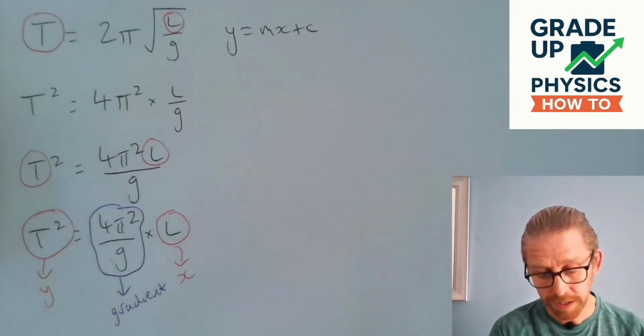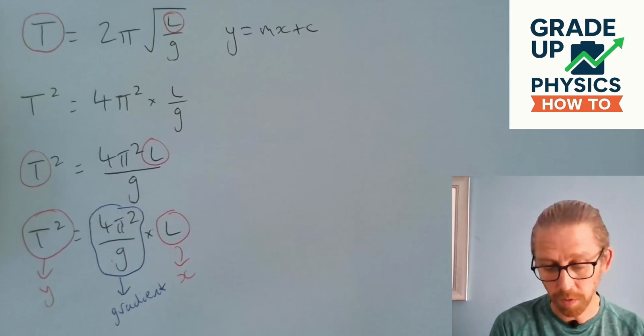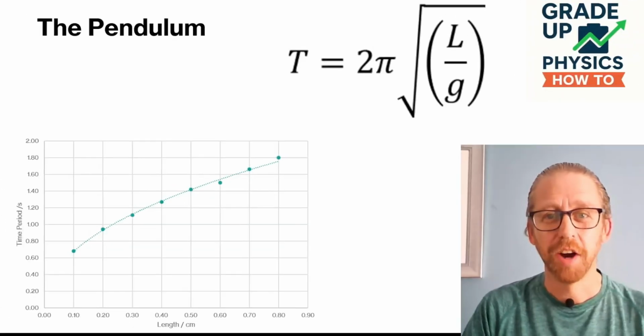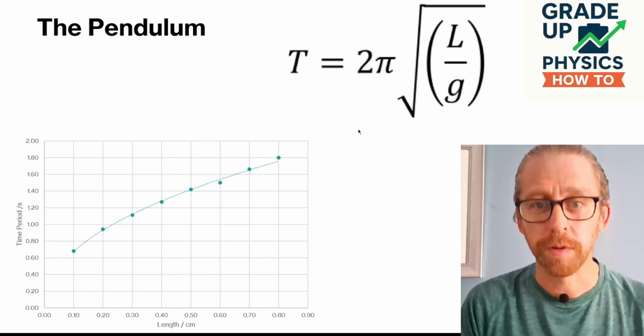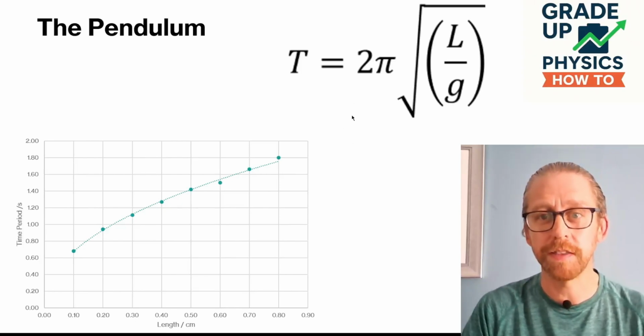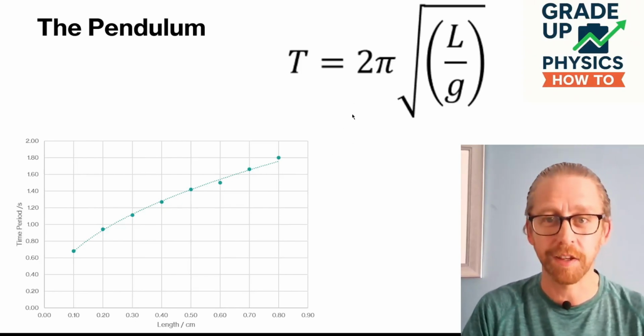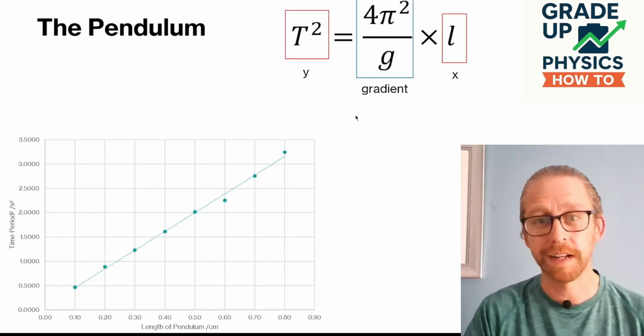So let's have a little look at what this would now look like graphically and what we can do with it next. All right then, so let's have a look at what we've got. We've realised that we can turn this form of our formula that gives us a curve into a straight line that looks a little bit like this.